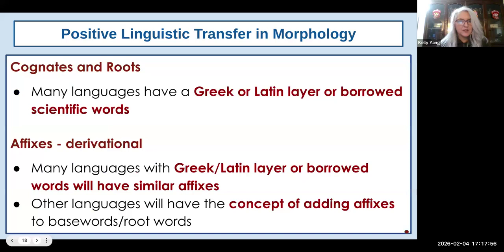So positive transfer: many languages, more than just English and Spanish or English and Italian, have a Greek or a Latin layer, especially in those scientific words, but also, we know like our Spanish speakers, a lot of that Latin layer they're very familiar with. Most languages that have a Greek or Latin layer will have similar affixes, so their prefixes and suffixes will be very similar. So those are features that are going to be easier to teach the students that have that knowledge in their first language.